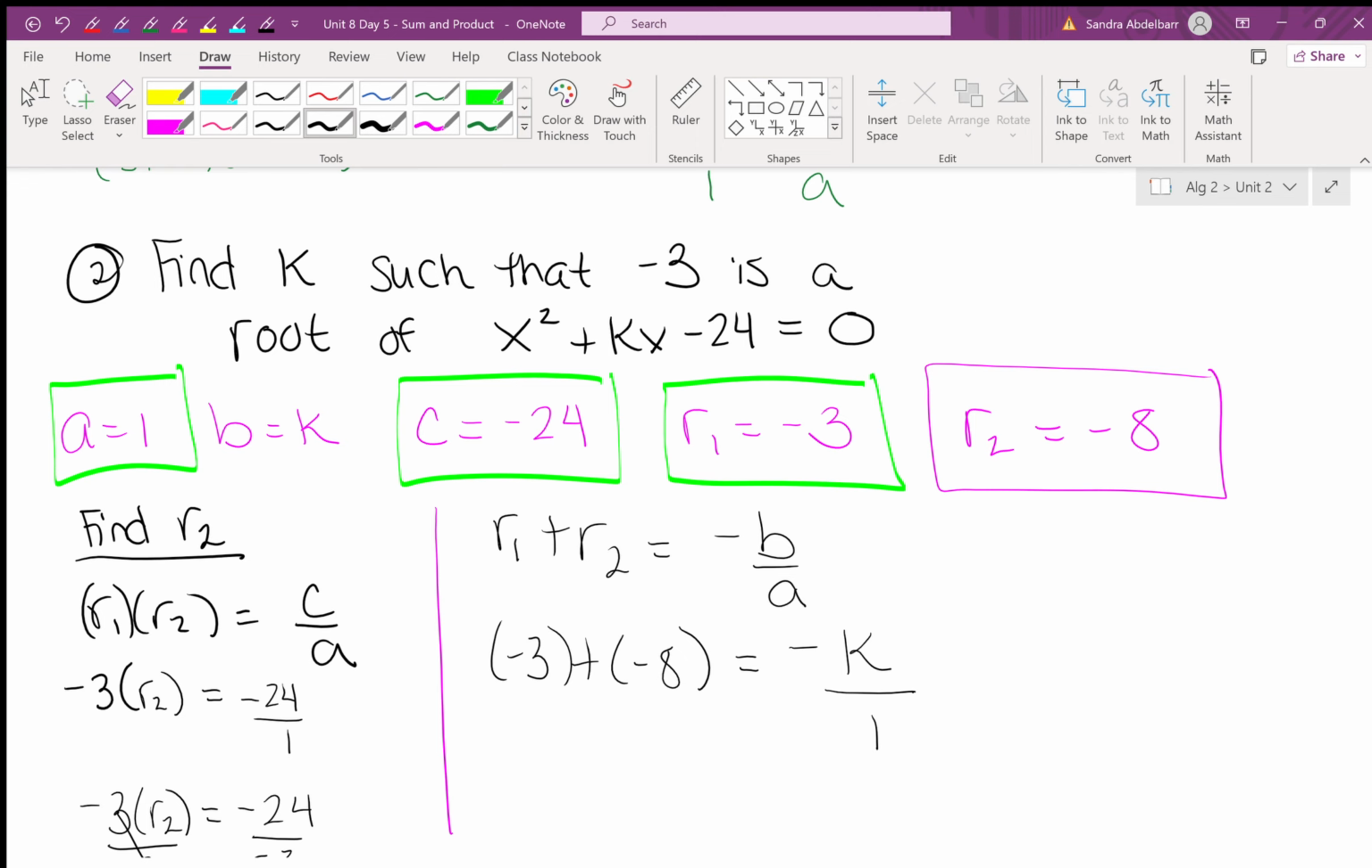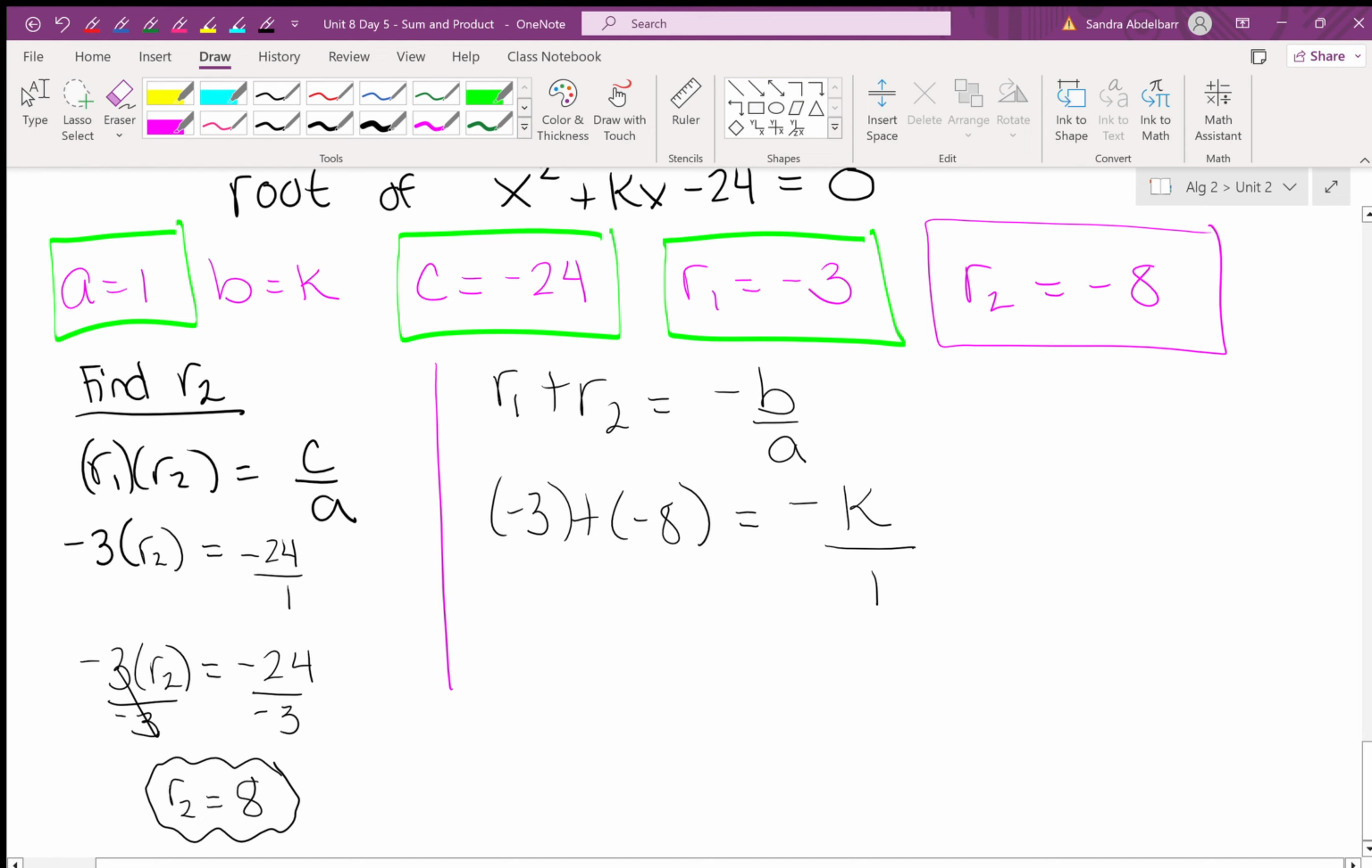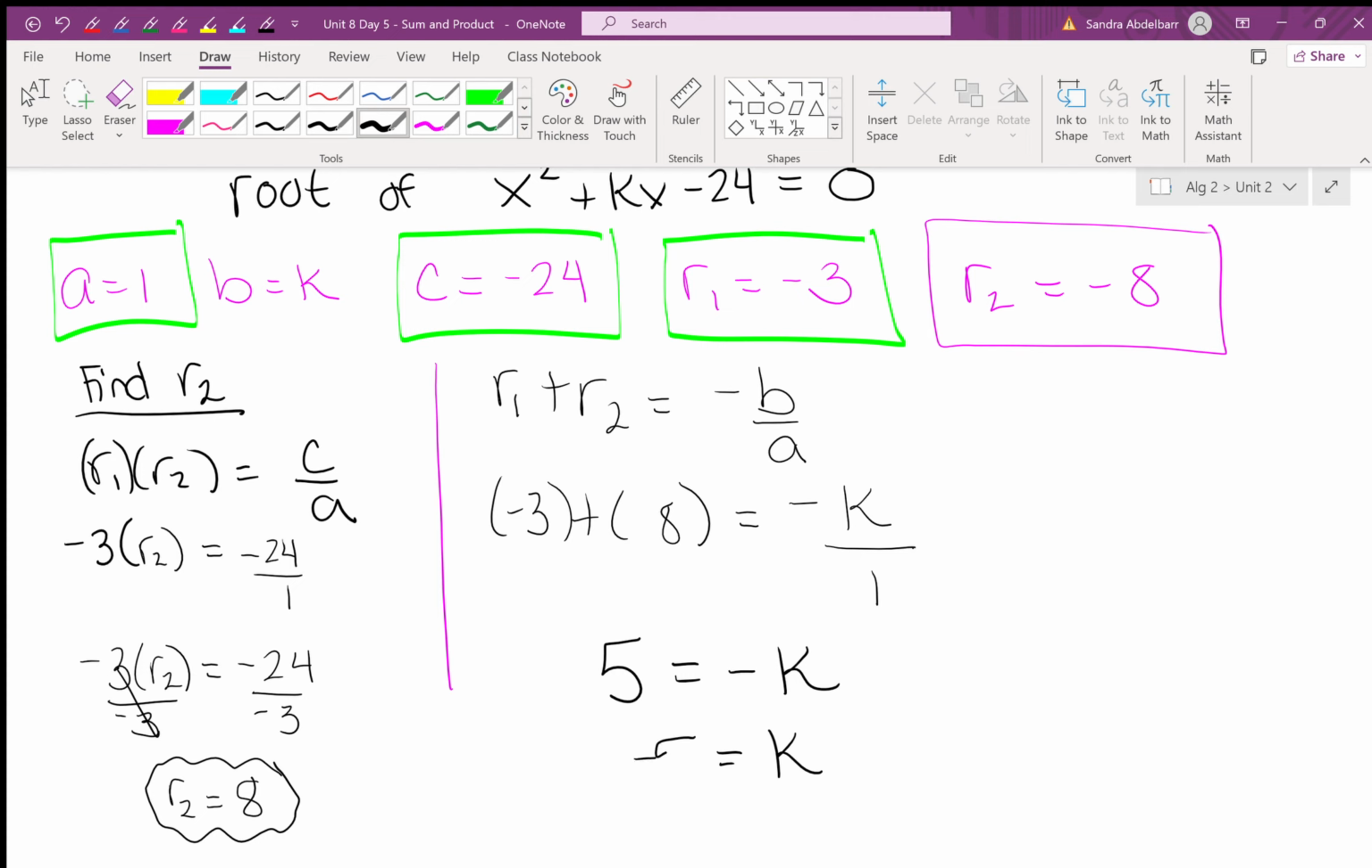Travis? Isn't -24 divided by -3 positive? Oh. Yeah, where did I get negative from? Y'all are stopping me too late. Okay, so now we're going to have 5 is equal to -k. So what does k equal? -5. So we found k.